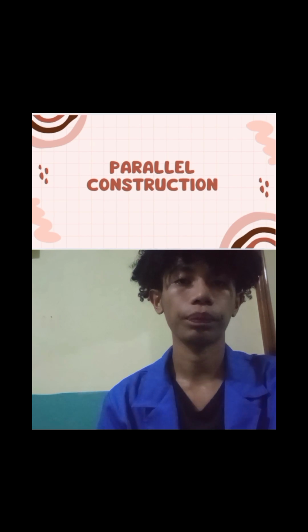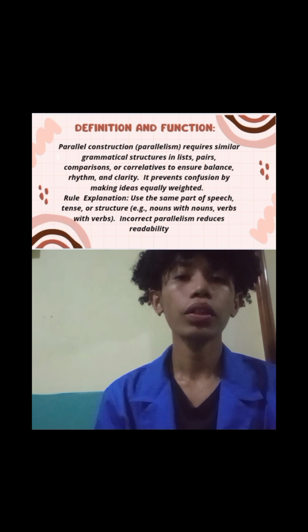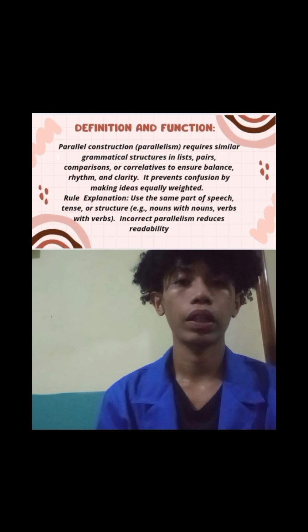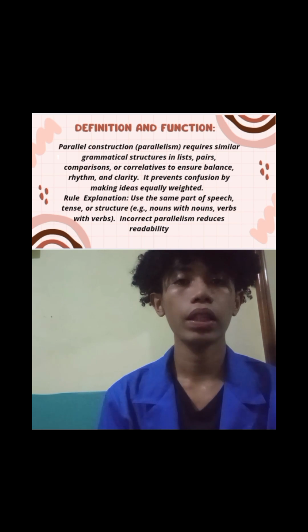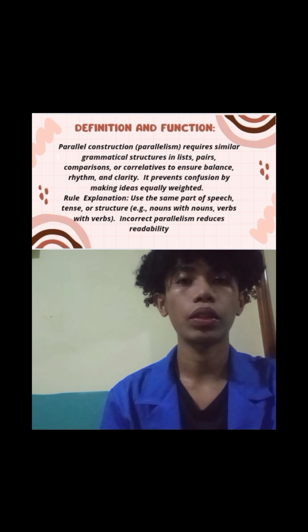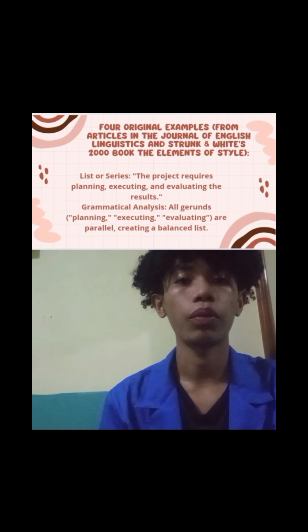Parallel construction. Definition and function: parallelism requires similar grammatical structure in lists, pairs, comparisons, or correlative conjunctions to ensure balance, rhythm, and clarity. It prevents confusion by making ideas equal when equality is wanted. Rule explanation: use the same part of speech or tense structure, for example, noun with noun, verb with verb.